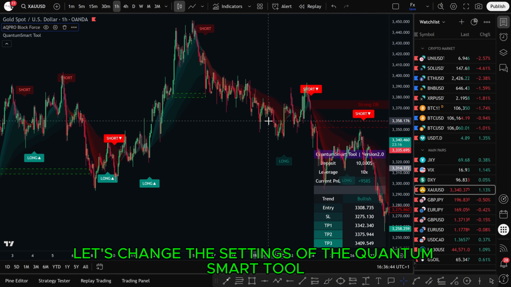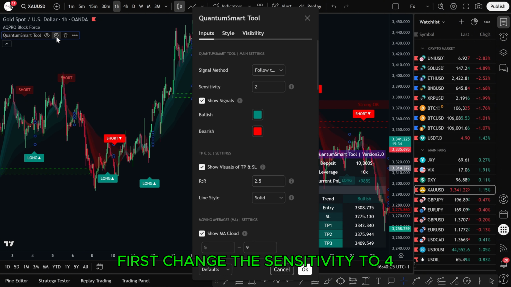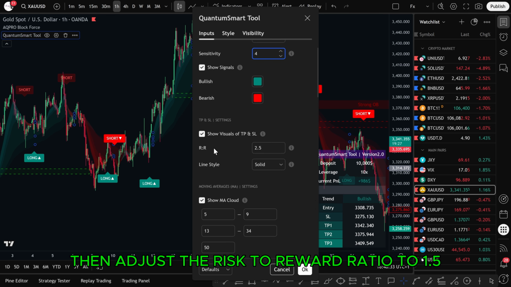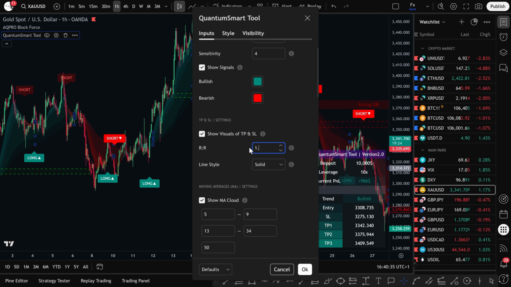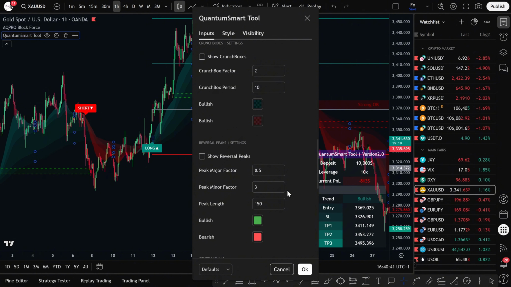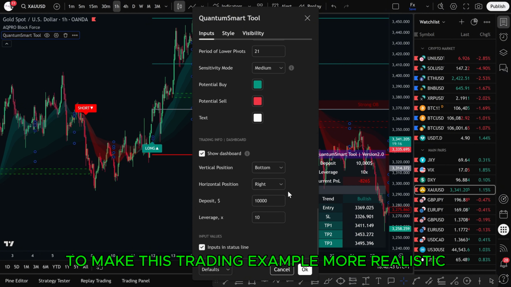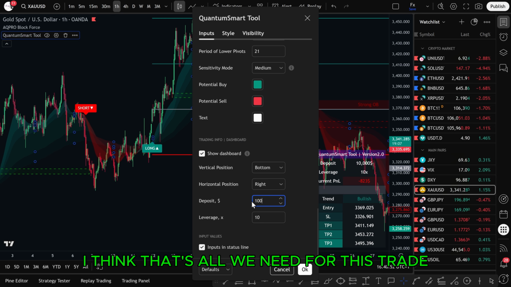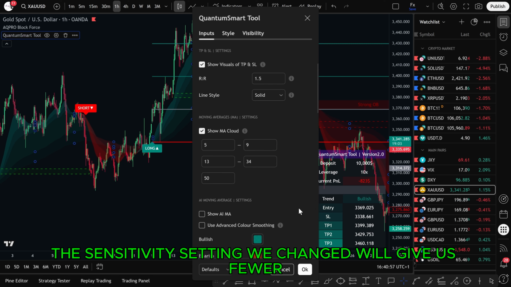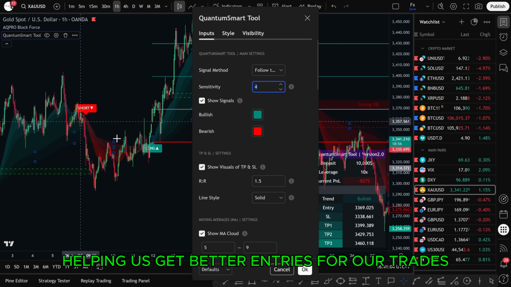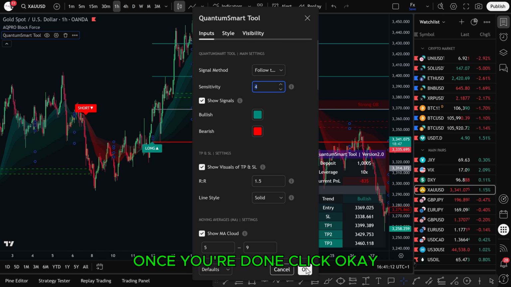So next, let's change the settings of the Quantum Smart tool. First, change the sensitivity to 4. Then, adjust the risk to reward ratio to 1.5. After that, scroll down and leave the other settings as they are. To make this trading example more realistic, let's also change the deposit amount to $1,000. I think that's all we need for this trade. The sensitivity setting we changed will give us fewer long and short signals, but they'll be more precise, helping us get better entries for our trades. Once you're done, click OK.